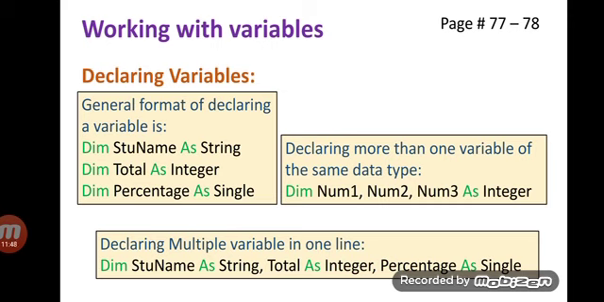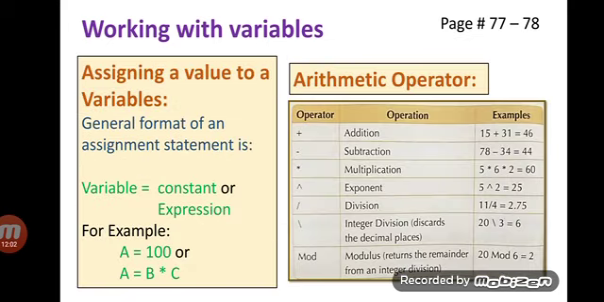So you can set your data type according to your requirement. Next we have declaring more than one variable of the same data type, and the second one is declaring multiple variables in one line. These are the methods you can write in the code area. Next we have assigning a value to a variable.